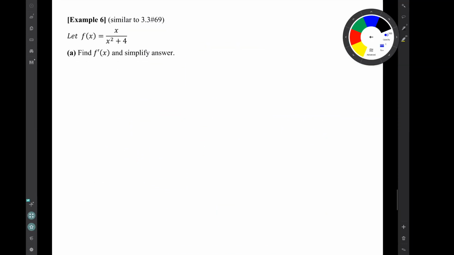Example 6. This is similar to 3.3, number 69. F of x is this quotient. Find f prime and simplify. That's question A.